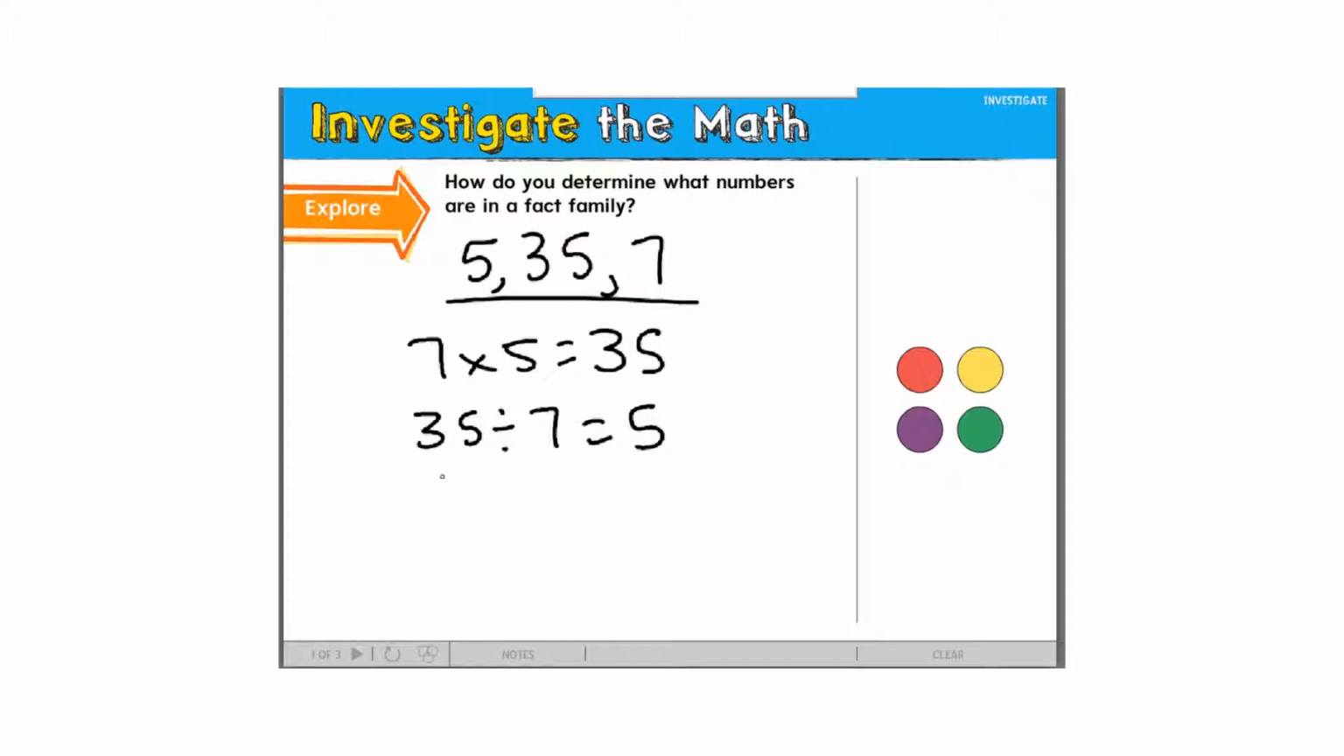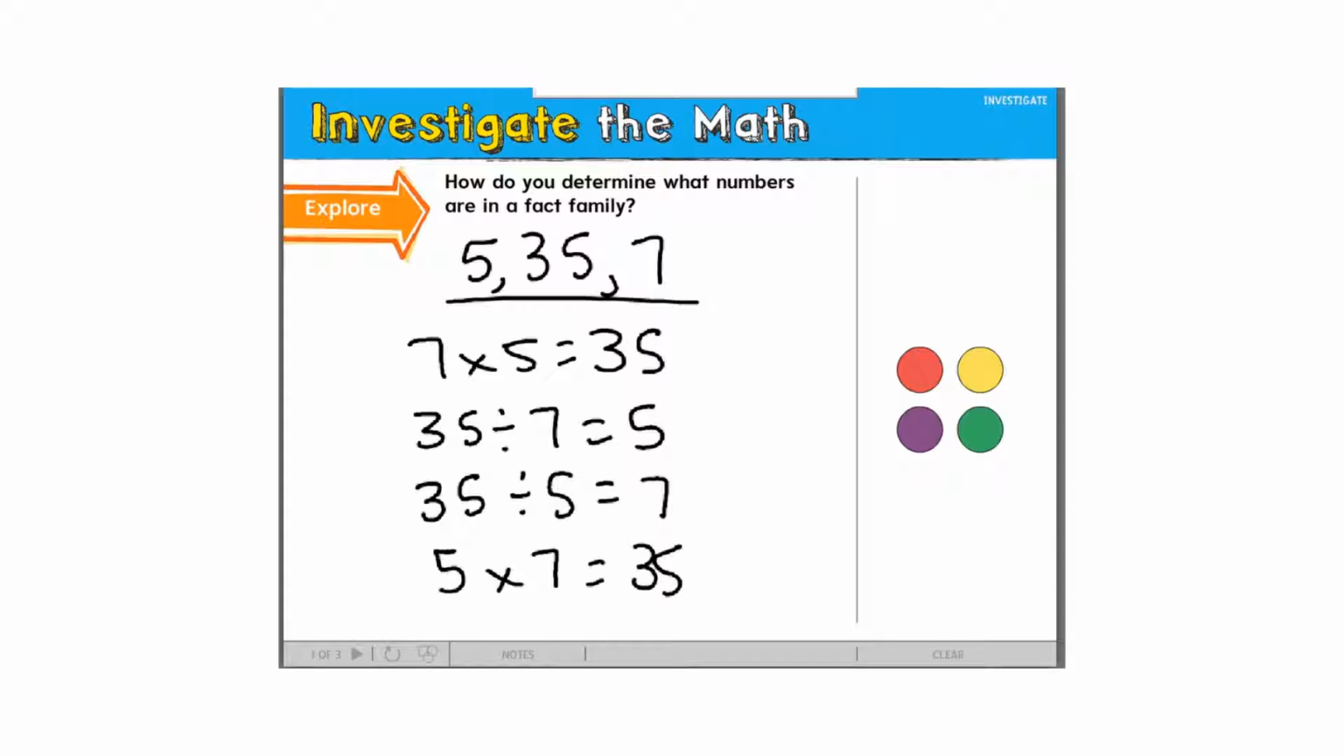Vicky. 35 divided by 5 equals 7. Yep, 35 divided by 5 equals 7. And what's another one? Catherine. 5 times 7 equals 35. Good one.